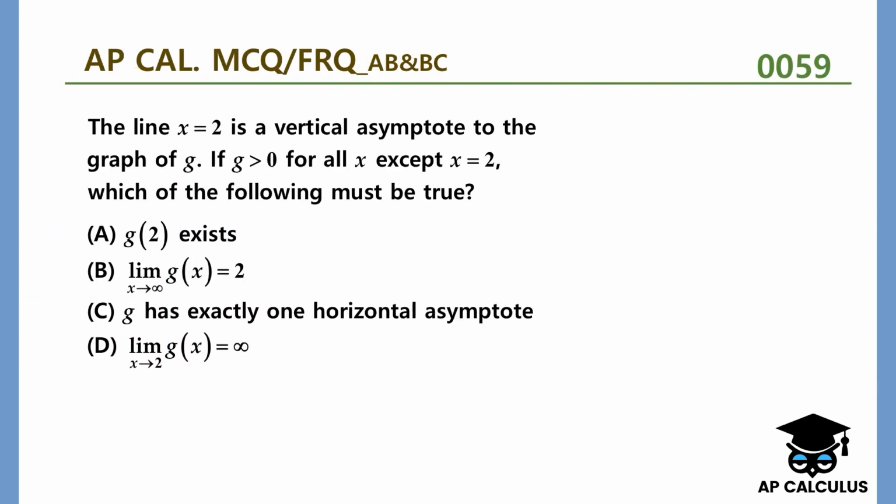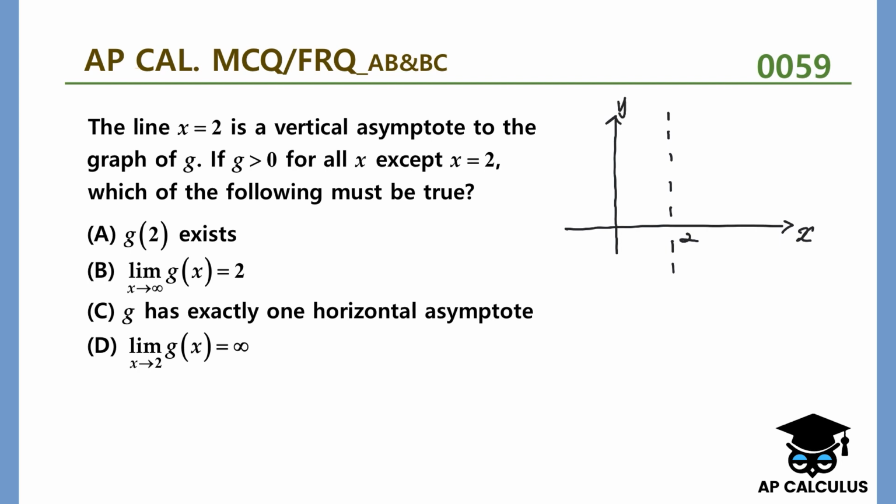Question 59. The line x equals 2 is a vertical asymptote to the graph of g. If g is greater than 0 for all x except x equals 2, which of the following must be true? So let's draw the graph of g roughly. What we know is we have a vertical asymptote at x equals 2, and g is positive for all x except x equals 2. So we could have this type of graph.